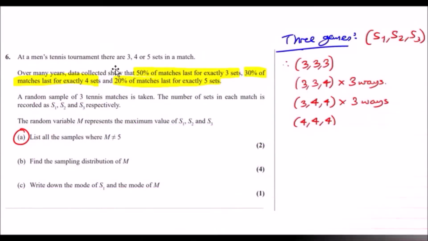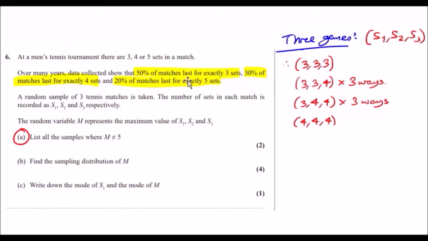In a men's tennis tournament, there are 3, 4, or 5 sets in a match. Over many years, data collected shows that 50% of the matches last year lasted for exactly 3 sets, whereas 30% of matches last for exactly 4 sets, and 20% of matches last for exactly 5 sets.